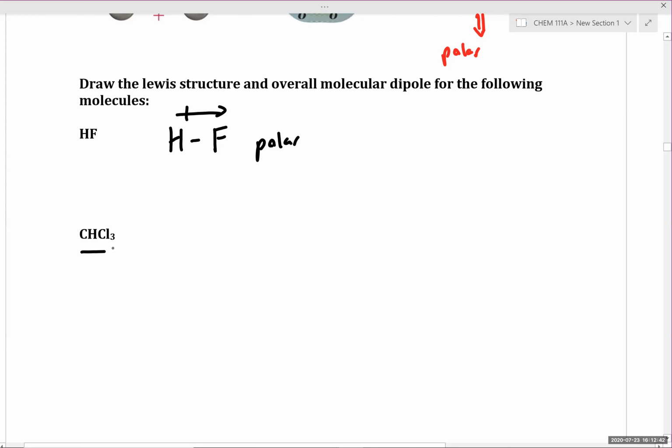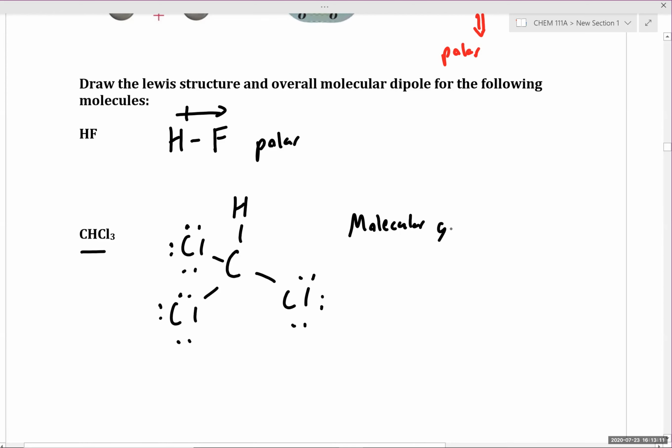For CHCl3, or chloroform, we have carbon in our center surrounded by hydrogen and 3 chlorines. Okay, we fill out all of our lone pair electrons. And now I need you to think really carefully. When we think about polarity, in order to draw our bond dipoles, we need to know what our molecular geometry is. So what is the molecular geometry centered around carbon?